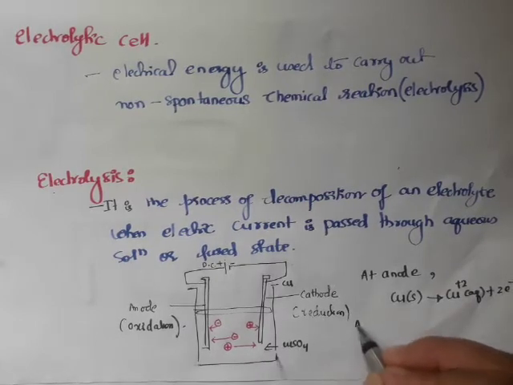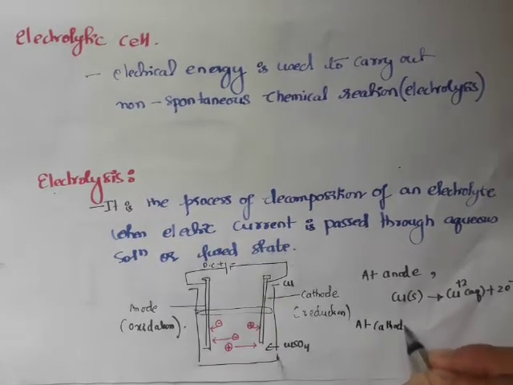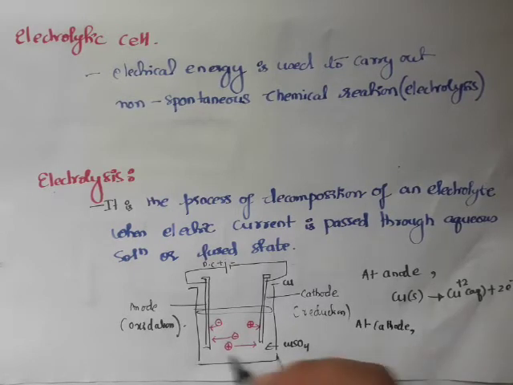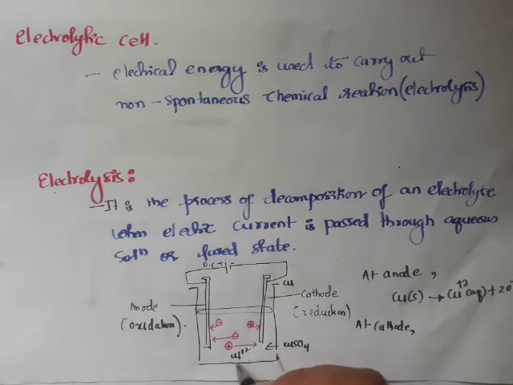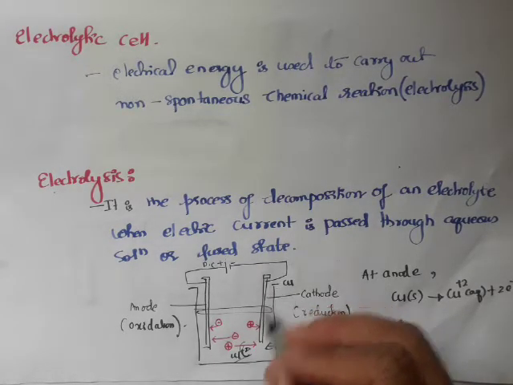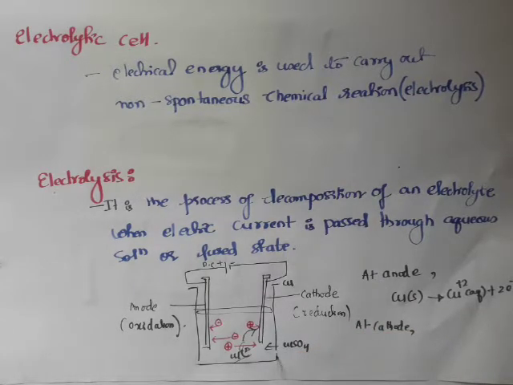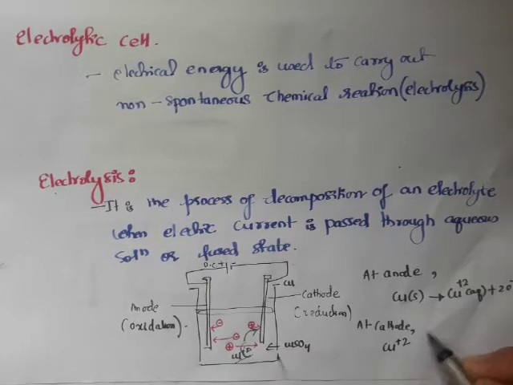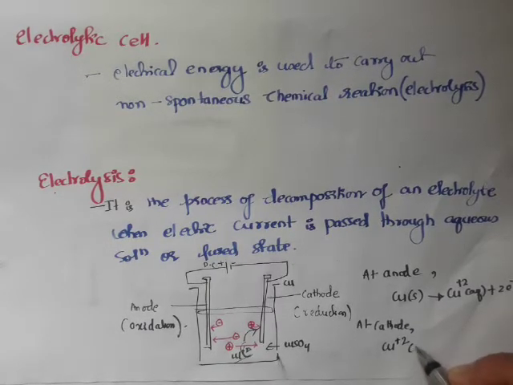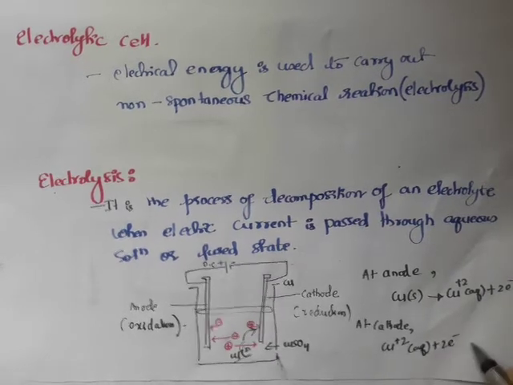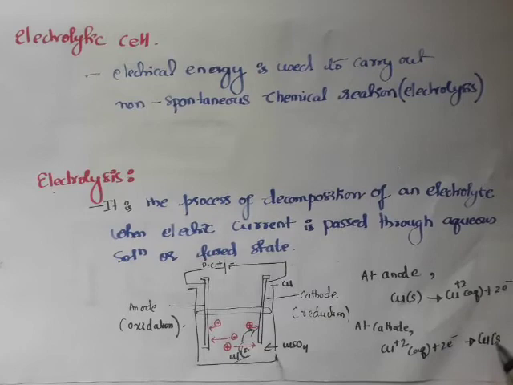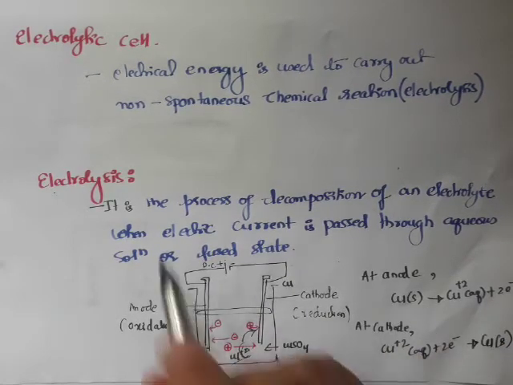Okay, now at the cathode, what will happen? At the cathode, reduction will occur. Since the copper ion is a positive ion, it is positively charged, and the cathode is the negatively charged electrode, so it will migrate towards the negatively charged plate and get discharged on this plate. The copper ion will go to the negative electrode, gain 2 electrons and get reduced to solid copper. So this is what happens in an electrolytic cell.